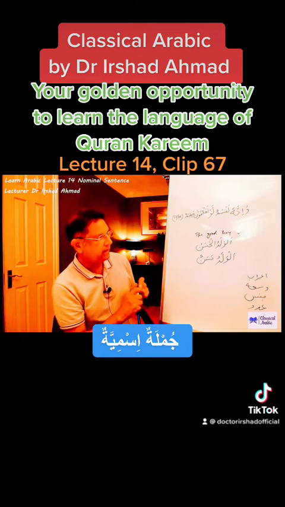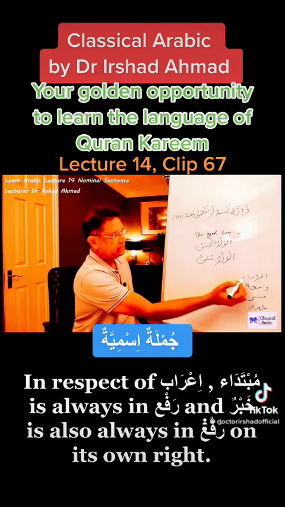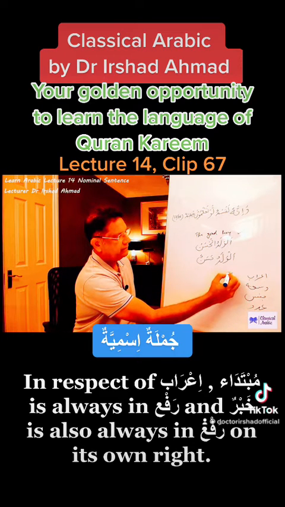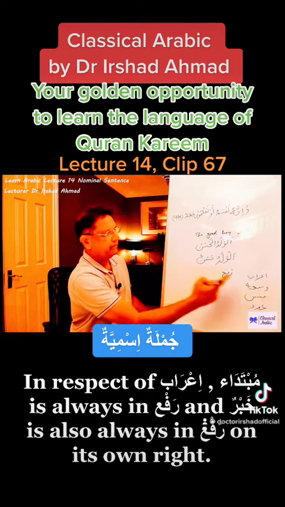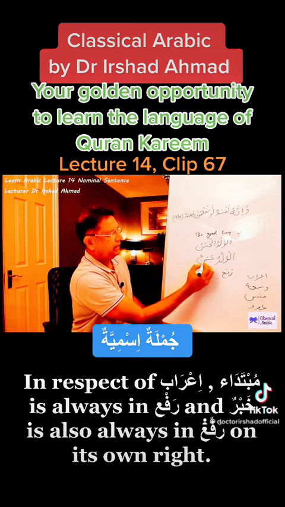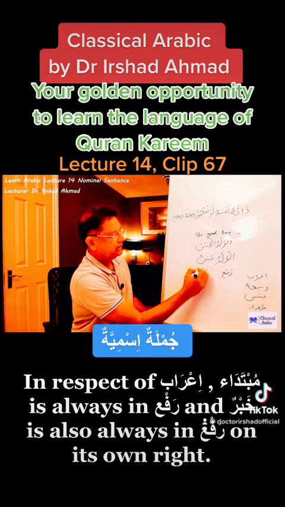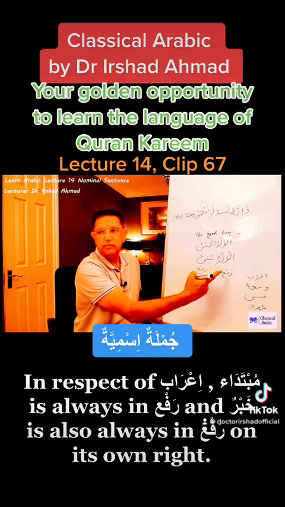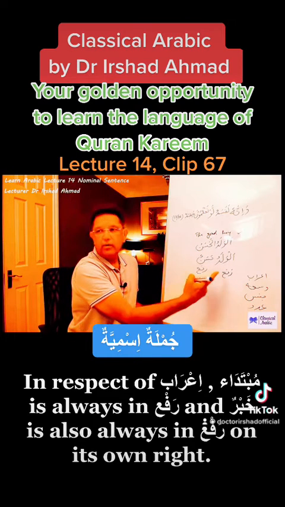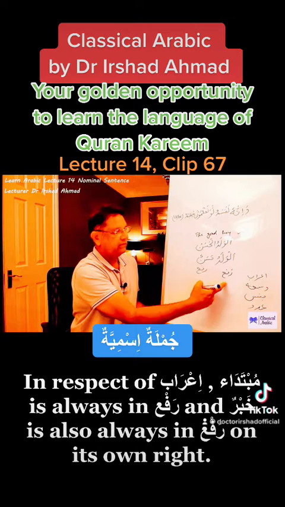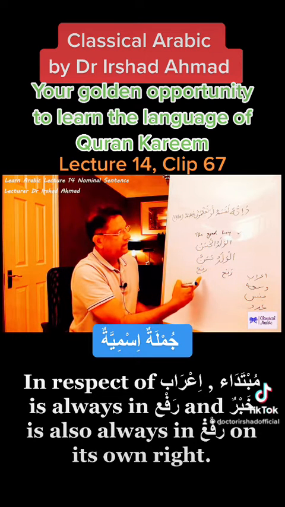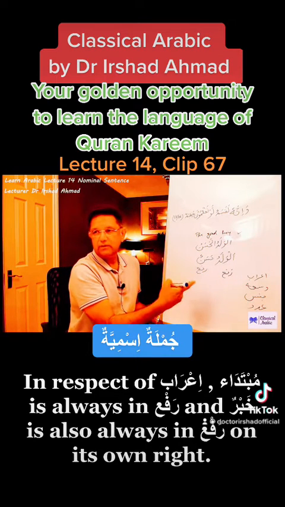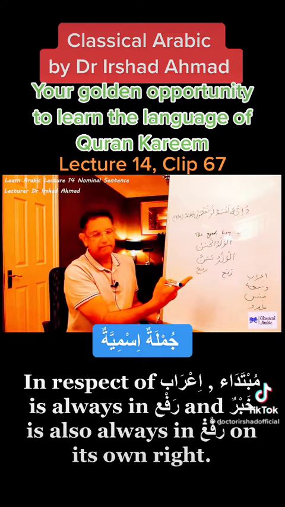In jumla ismiya, mubtada is always in rafa from the i'rab point of view, and khabar is also always in rafa. So here the khabar is not following mubtada. Mubtada on its own right is always in rafa, and khabar is also on its own right always in rafa.